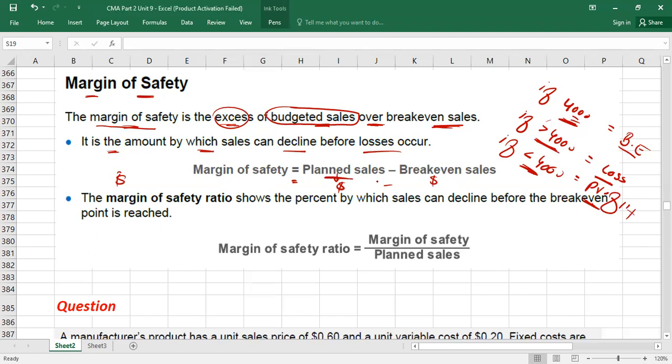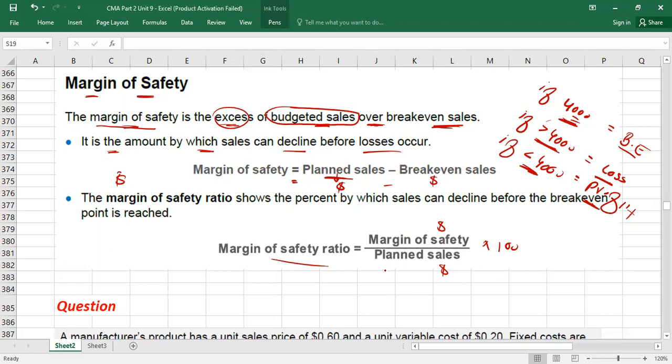Understood? Now if I want to convert the data into percentages, I can do it both ways. If I'm using units, I'll take margin of safety in units divided by planned sales in units and multiply by 100. This will give you the margin of safety ratio. If I'm using dollars, I'll take margin of safety in dollars divided by planned sales in dollars, multiplied by 100, and it will give you the margin of safety ratio. The ratio would be the same, whether you use units or dollars. Understood?